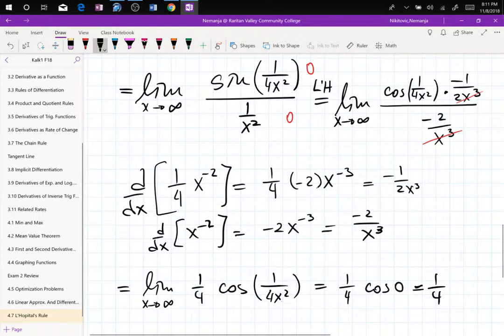So, we used algebraic manipulation to convert 0 times infinity into 0 over 0. And then we did L'Hopital's rule, independent derivatives, top and bottom. And then more algebra to cancel x cubes and negatives and shovel these things around. And at the end, we have cosine of 0 is 1. Answer is 1/4.